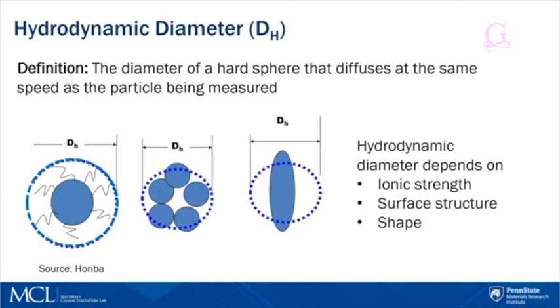So hydrodynamic diameter is the diameter of a hard sphere that diffuses at the same speed as the particle being measured. So regardless of the particle type or shape, whether it is a core shell particle, an aggregate of several smaller particles, or a particle with irregular shape, we still use a sphere to model particle diffusion. Hydrodynamic diameter depends on ionic strength, surface structure, and particle shape.